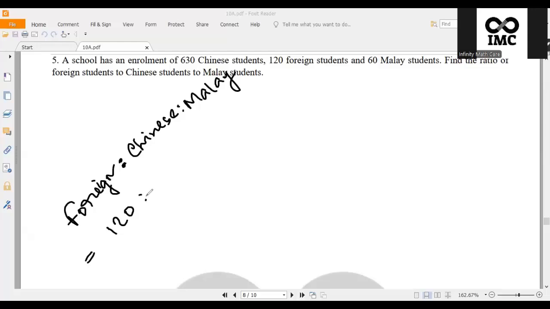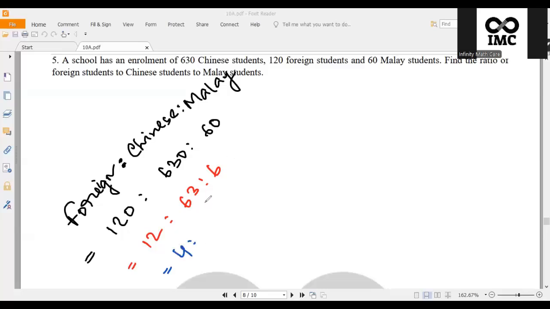120. How many Chinese students are there? 630. How many Malay students are there? 60. Now we need to convert this to simplest form. At first, we are dividing each one by 10. So it is 12 is to 63 is to 6. Now divide each one by 3 because 1 plus 2, 3 can be divisible by 3. 6 plus 3, 9 can be divisible by 3. So each one is divisible by 3.